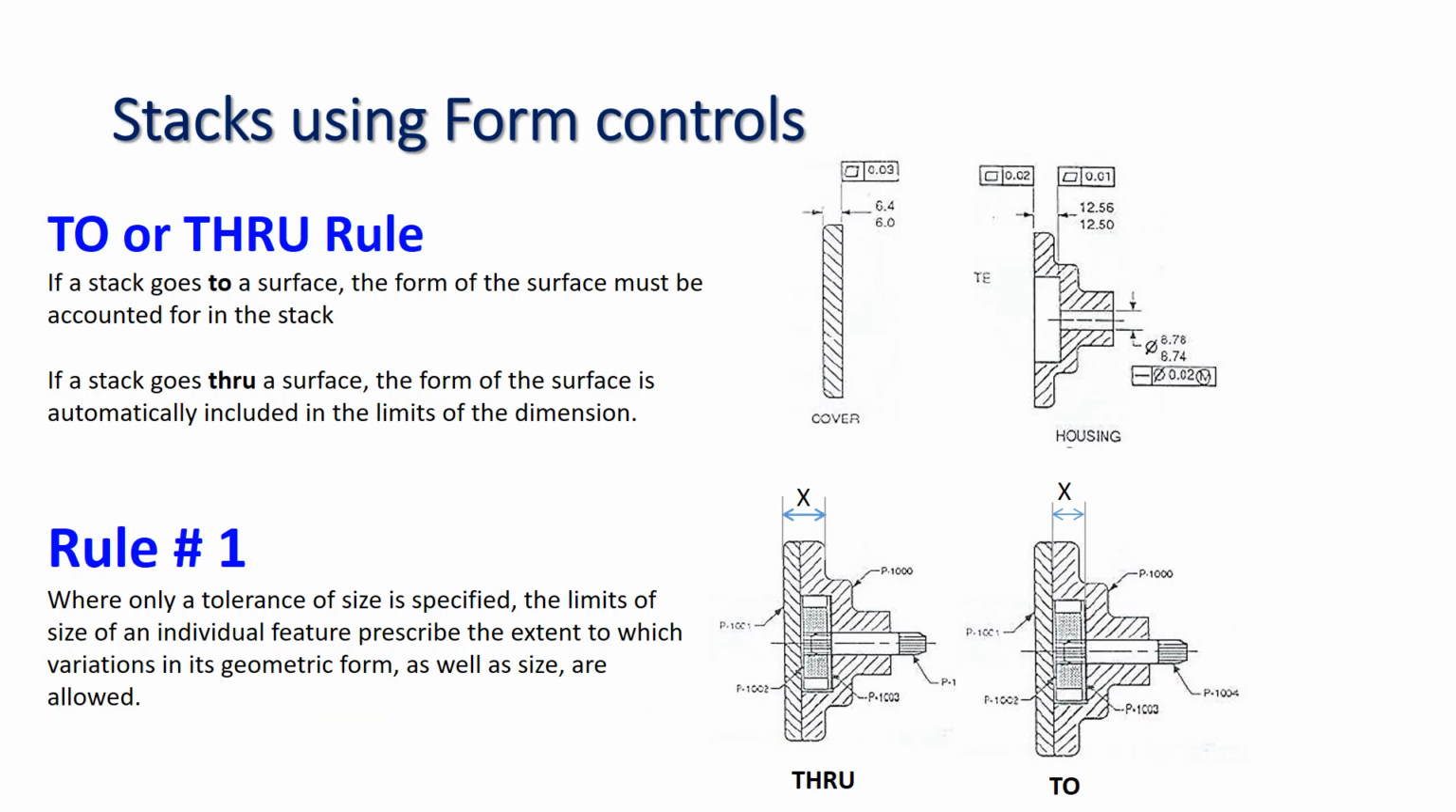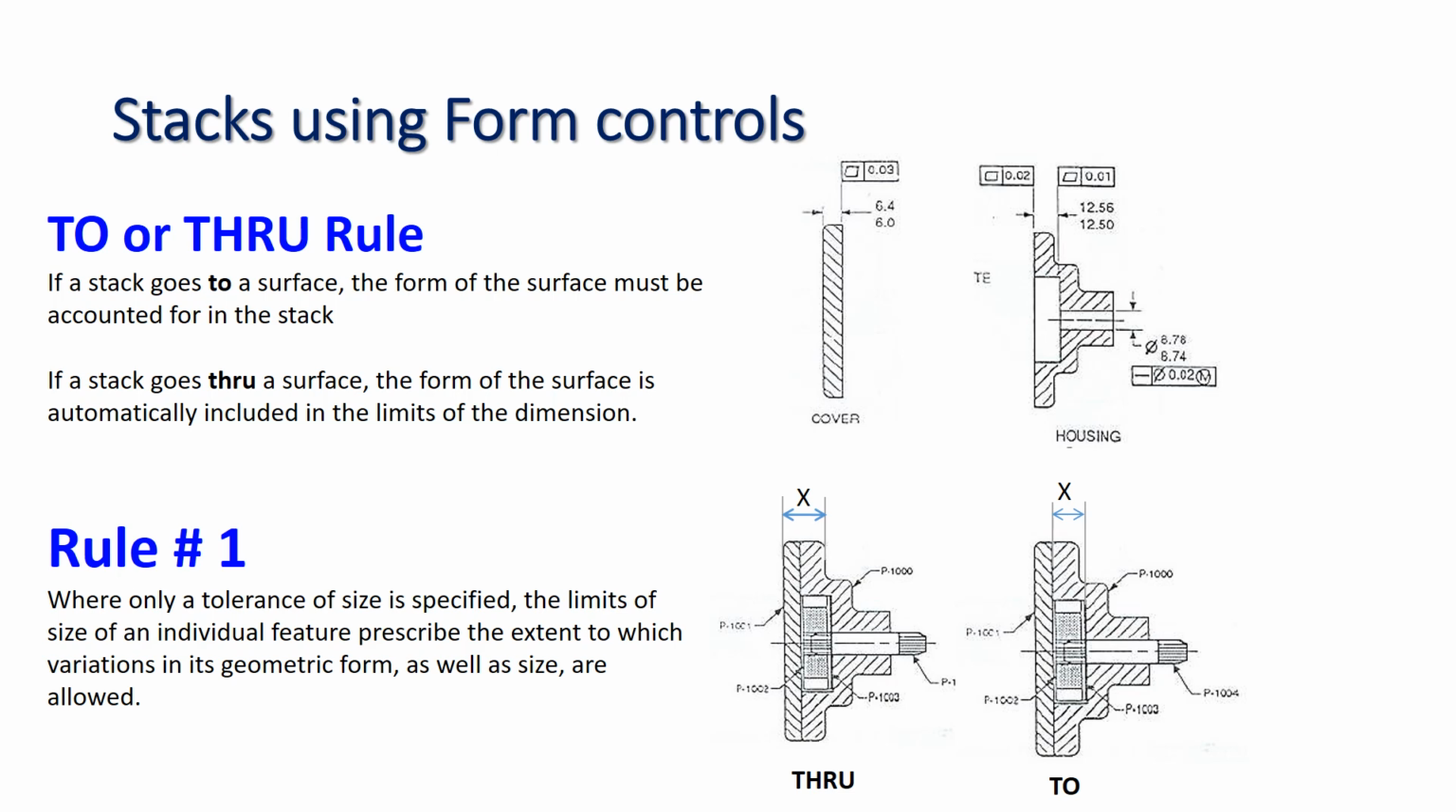Stacks using form controls. There are certain rules, the two rules. If a stack goes to a surface, the form of the surface must be accounted for in the stack. If a stack goes through a surface, the form of the surface is automatically included in the limits of the dimension. And here rule number 1 applies, where only a tolerance of size is specified. The limits of size of an individual feature prescribe the extent to which variations in its geometric form as well as size are allowed. Find out x here by using the rules.